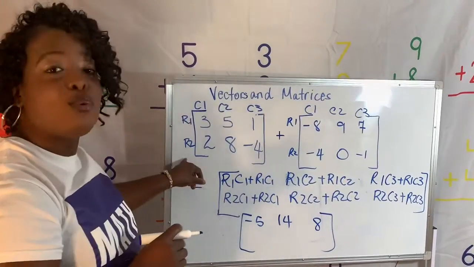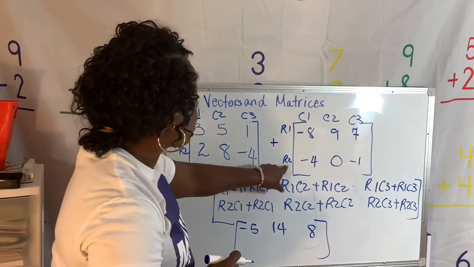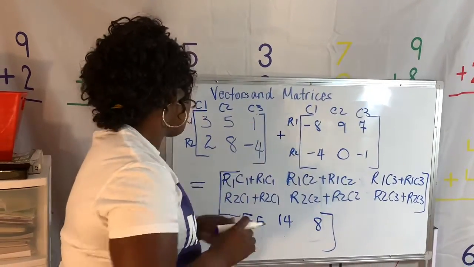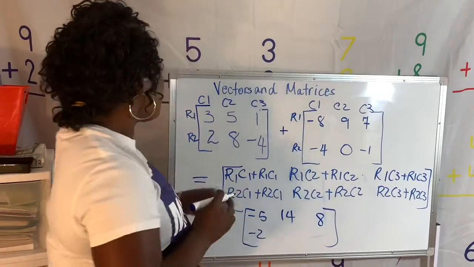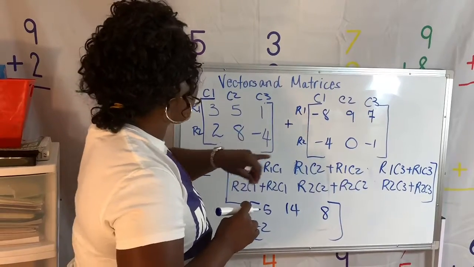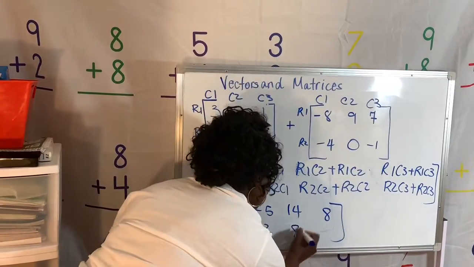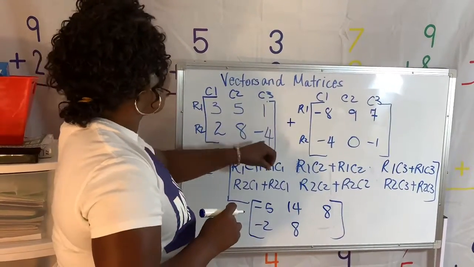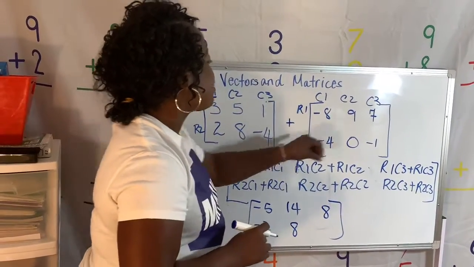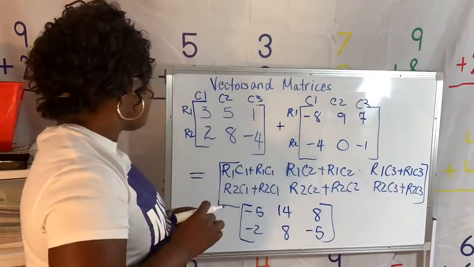So now moving on to row 2. Here we have row 2, column 1. We're adding that to row 2, column 1 of the second matrix. So we have 2 plus -4, which gives us a -2. And then we have row 2, column 2, and we're adding that to our row 2, column 2. So we have 8 plus 0. That gives us 8. And then lastly, we have our row 2, column 3 added to our row 2, column 3. So we have a -4 plus a -1. That gives us a -5. And of course, we are done.